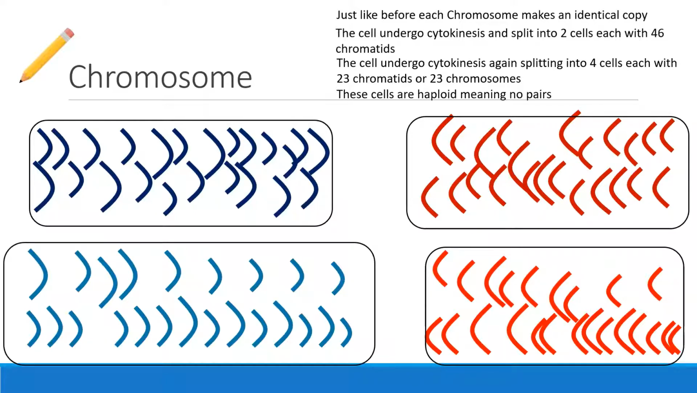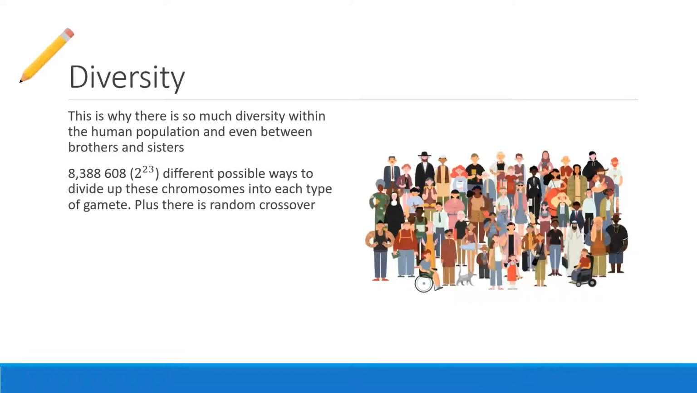The advantage is that when these cells meet, when an egg cell meets a sperm cell and gets fertilized, it's going to be a completely random copy. That explains why when you have children, it's very unlikely that they look exactly the same as you. That's why they're so diverse.